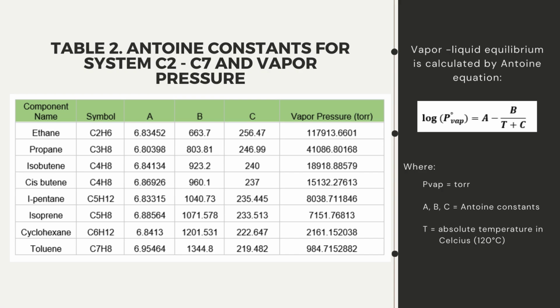Vapor-liquid equilibrium is calculated using the Antoine equation. Log of vapor pressure equals A minus B over temperature plus C, where vapor pressure is in torr and A, B, and C are the Antoine constants, which can be seen in Table 2 for the system C2 to C7, and T is the temperature in degrees Celsius, which is given as 120 degrees Celsius.